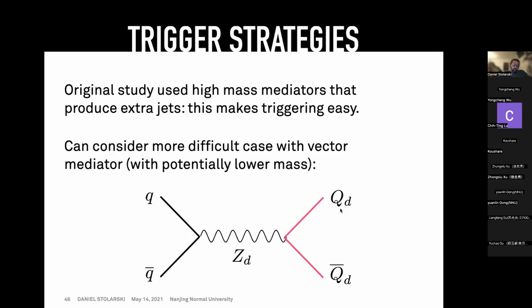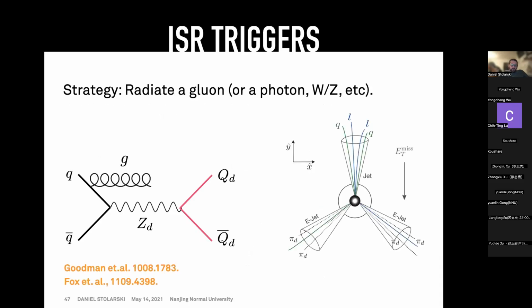But we don't know the theory of nature. Nature could have an emerging jet theory with the Z prime mediator where there are no extra jets, and it could be light, right? So this Z prime could be much lighter than 1 TeV. And so we want to see if we can try to trigger on that. And the first trick we use is an old trick first explored by these authors in terms of dark matter, right?